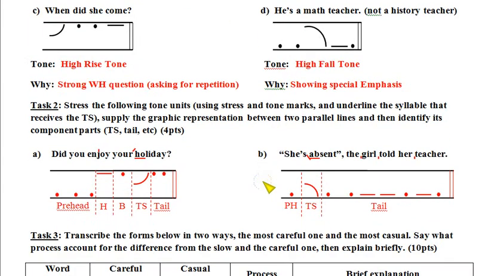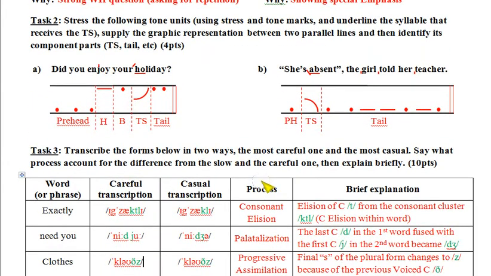Great. We move to the second task where you have 2 statements. You are asked to show the tone mark or stress mark, and then you draw the graphic representation, and after that you show the components of the tone unit. We start with the first statement. Did you enjoy your holiday? This is a yes-no question, ordinary yes-no question.